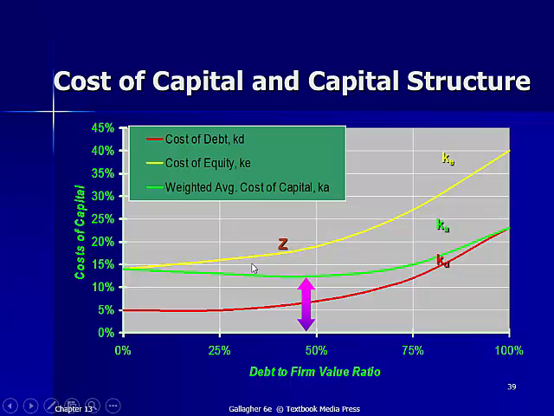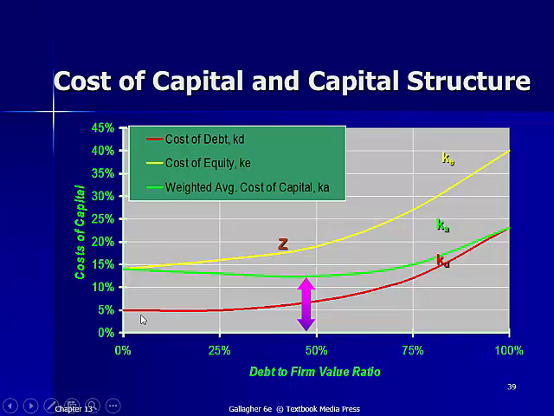And so every firm wants to find its optimal. This firm, it's 40%. It might be 25% for a different firm. It might be 80% for a different firm. Every firm is different. So what I want to emphasize here is that every step we take to the right on the horizontal axis, that is, every time we add more debt, a good thing and a bad thing happens.